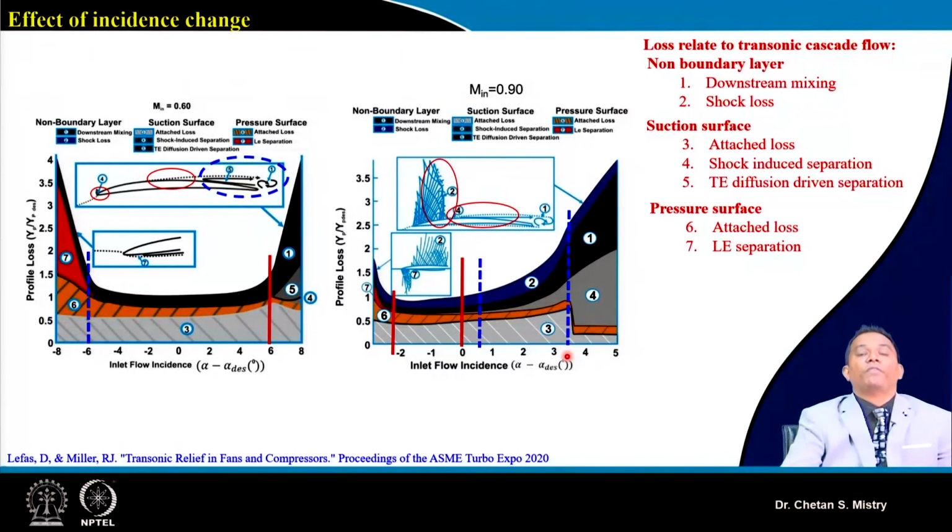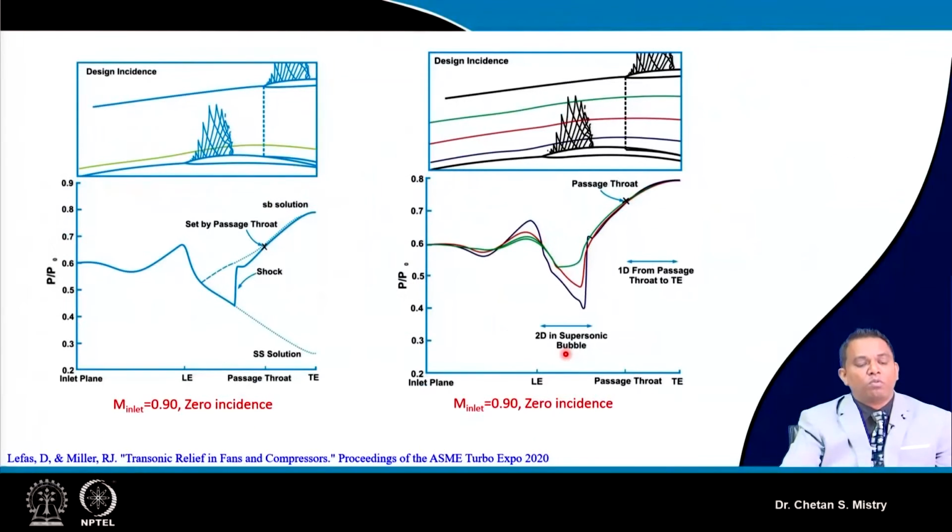So, we need to be very careful. That is the reason why, when we are using subsonic aerofoils for supersonic flow or supersonic aerofoils for subsonic flow, we need to keep an eye out for all kinds of loss formation. That is what is happening. Okay. Now, let us try to understand what exactly is happening within the blade passage.